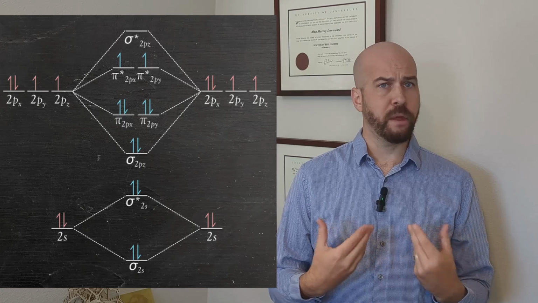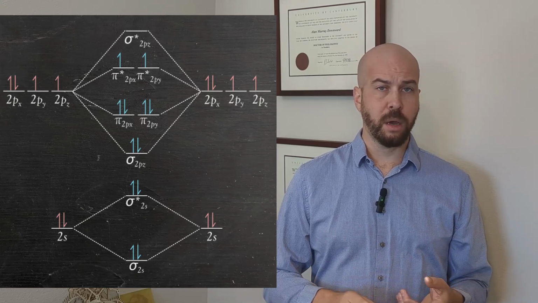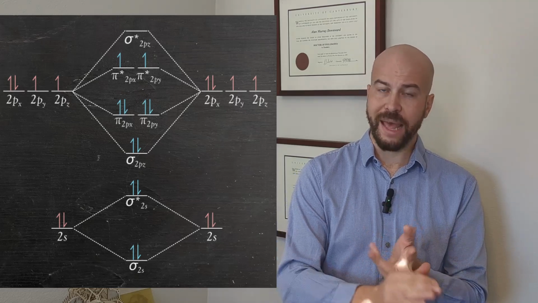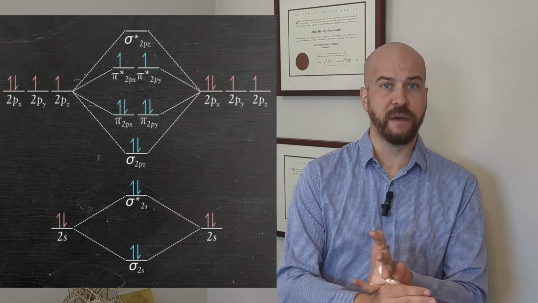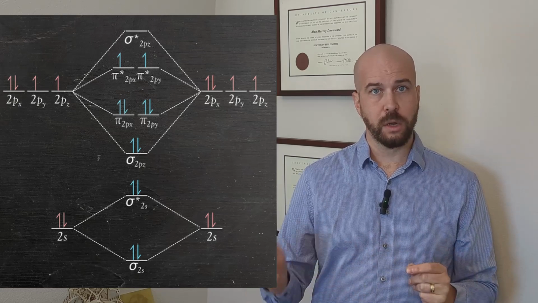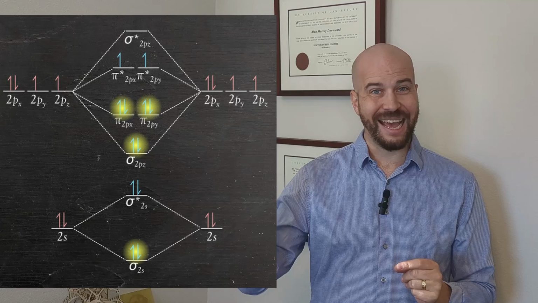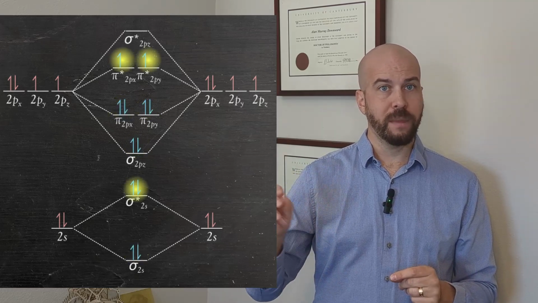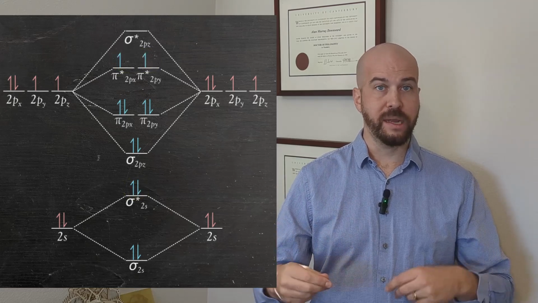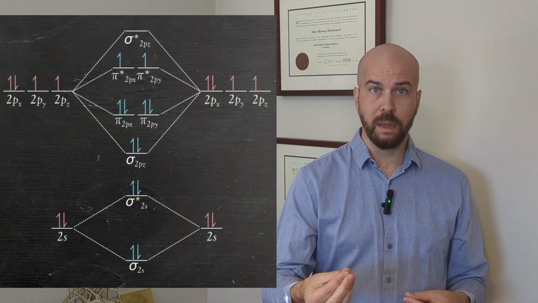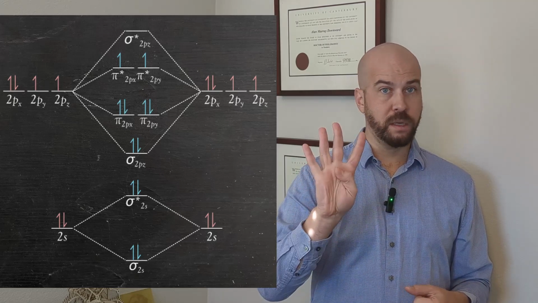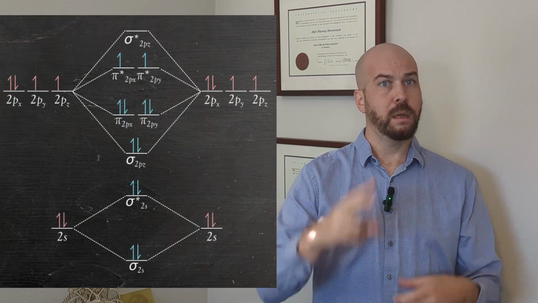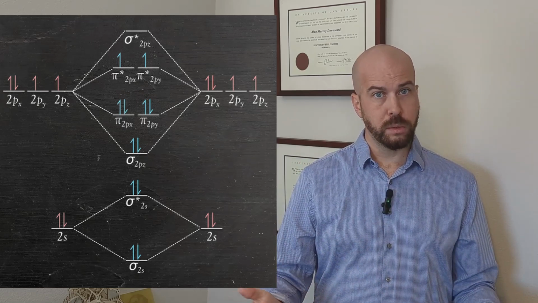And we can determine the bond order by counting up the number of bonding electrons and subtracting the number of anti-bonding electrons, and then dividing by 2. Doing so, we've got 1, 2, 3, 4, 5, 6, 7, 8 bonding electrons, and 1, 2, 3, 4 antibonding electrons. 8 minus 4 is 4. So there are 4 electrons involved in bonds. Each bond contains 2 electrons. Therefore, the bond order is 2.